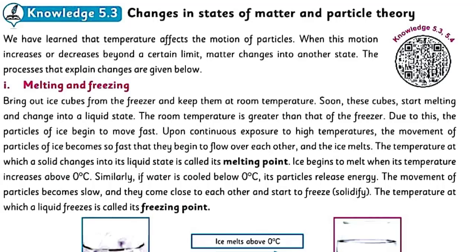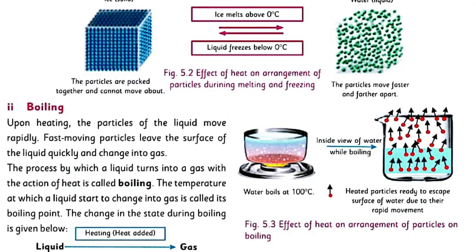Similarly, if water is cooled below 0 degrees Celsius, its particles release energy. The movement of particles becomes slow, and they come close to each other and start to freeze. The temperature at which a liquid freezes is called its freezing point. Figure 5.2 Effect of heat on arrangement of particles during melting and freezing.